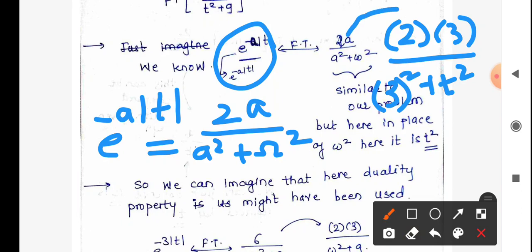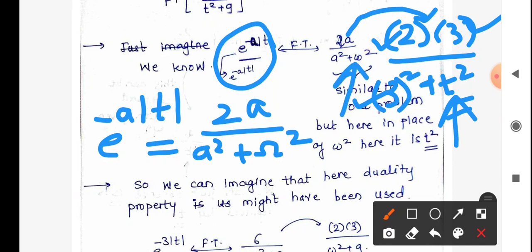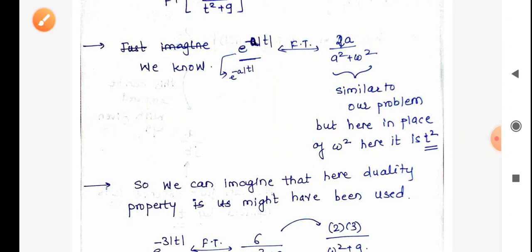So obviously it is resembling 2a upon a square plus omega square. But now in place of omega, what do we have? We have t. In place of omega, what do we have? We have this t with us, right? So I have to use the duality property. Okay, so what is the duality property?